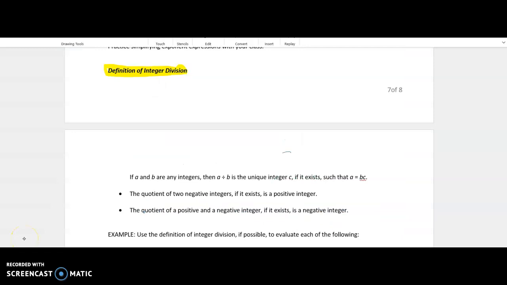Our final operation is integer division, so division. Our definition is if a and b are integers, then when we divide a by b, the answer is the unique integer c if it exists, such that a equals b times c. So sometimes you'll see integer division as a divided by b. That's the same thing as saying a over b. So a over b is equal to c, where a is equal to b times c.